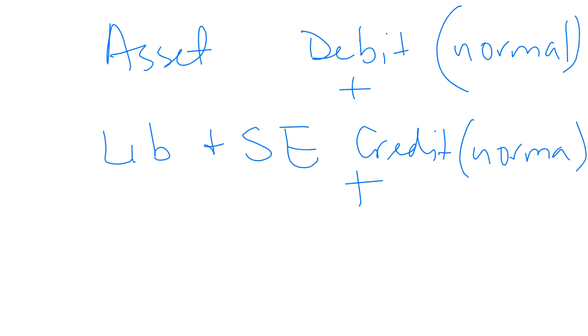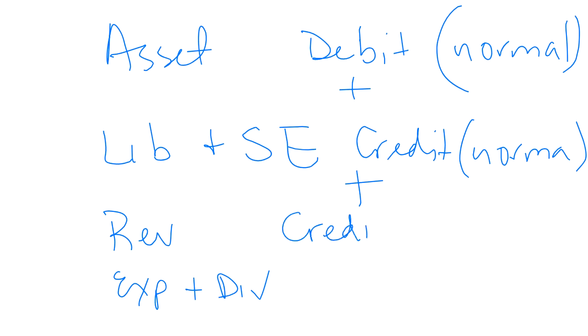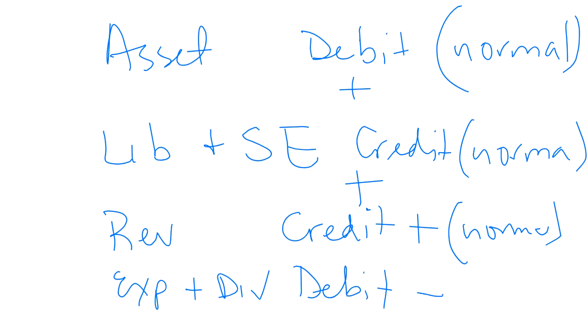And now there's three other different accounts that are not included in assets, liabilities, and stockholders' equity. We have revenues, expenses, and dividends. For revenues, the normal balance will be on the credit side. That's the normal. For expenses and dividends, the normal balance will be on the debit side because that's their increase side.